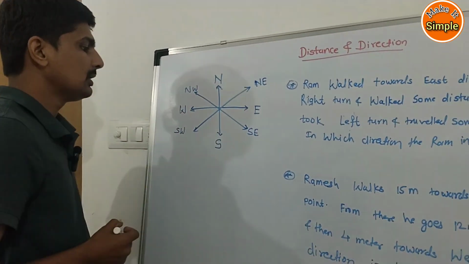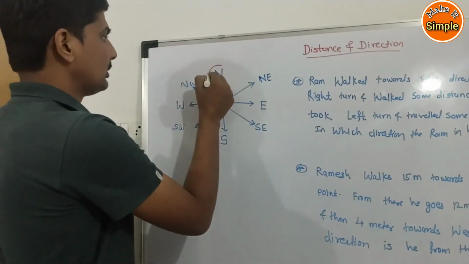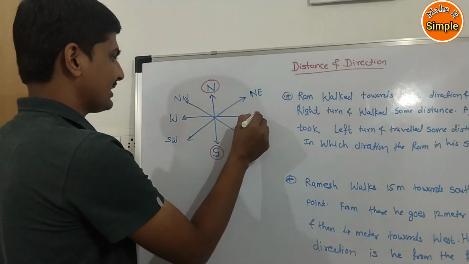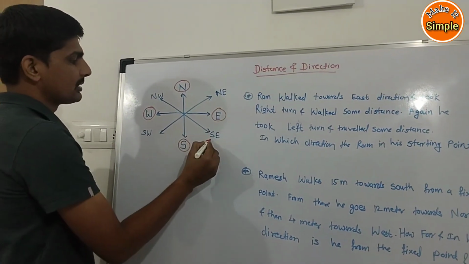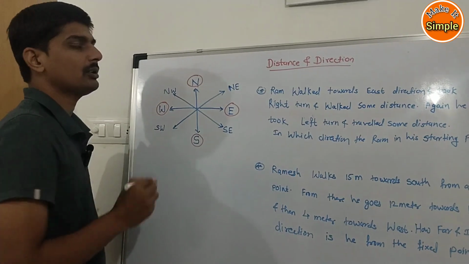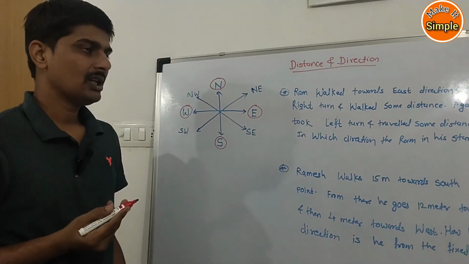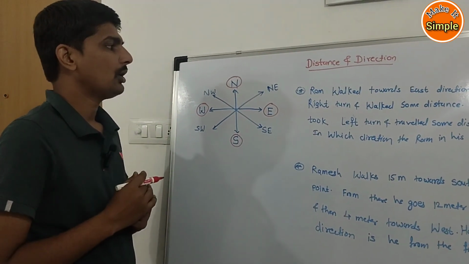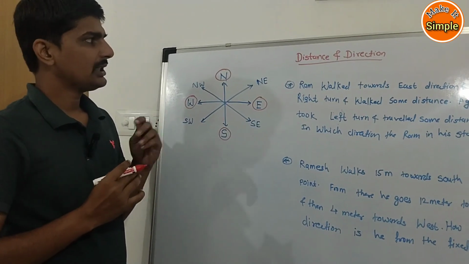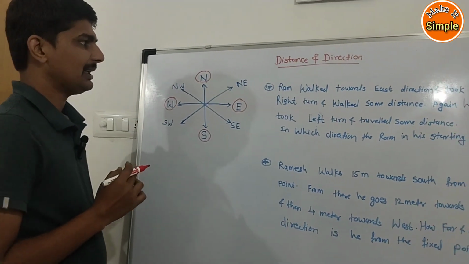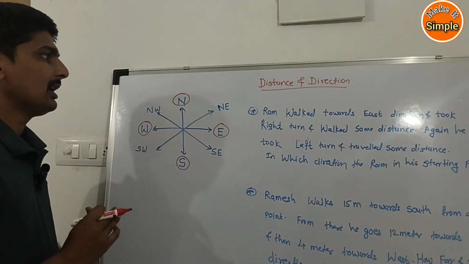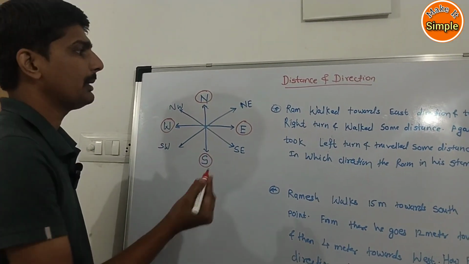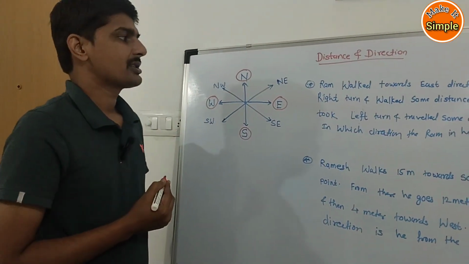There are north, south, east and west, the main directions, and northeast, southeast, southwest and northwest are the sub directions, which are very much known to all of us. Now to study this topic I will explain with two examples, and on the basis of those two examples you will be able to understand the topic called distance and directions.